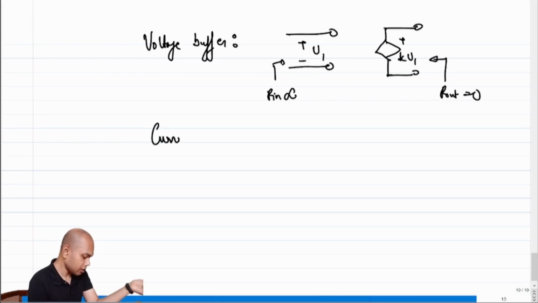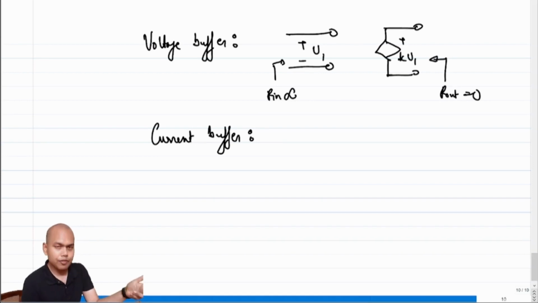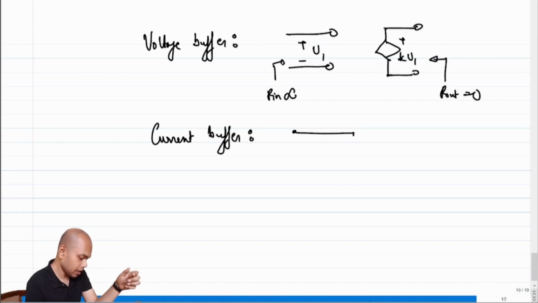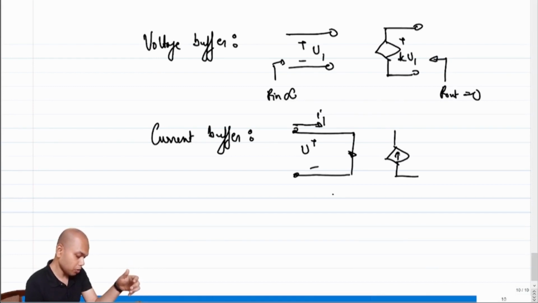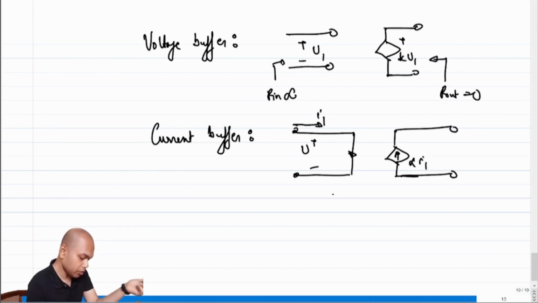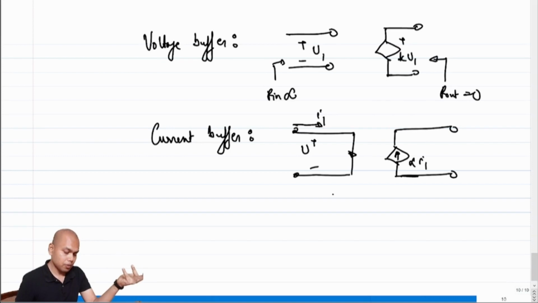So what should be a current buffer? A current buffer in plain English should be a contraption that takes in a current at its input side, right? So let's say this is the port V1, this is the current I1. It takes in a current at the input side and produces a current at the output side which is proportional to the current that it is taking in, right? So let's call this alpha times I1, and is able to drive any load, which means what?